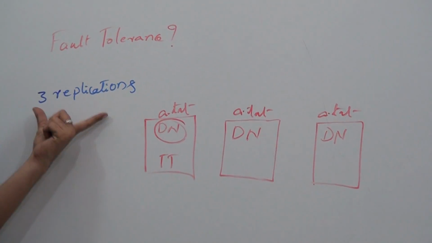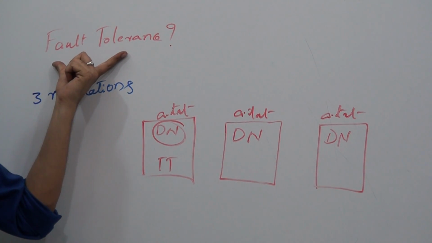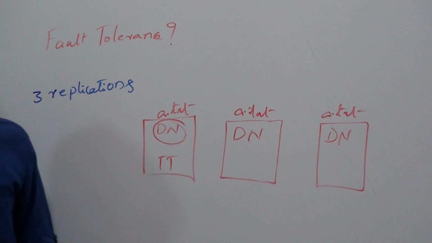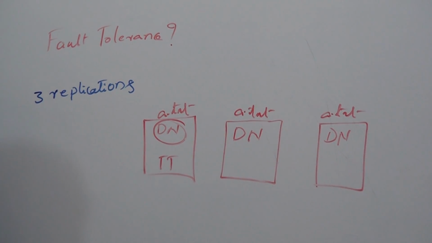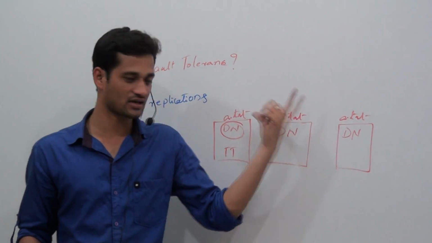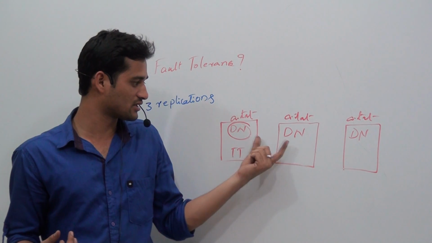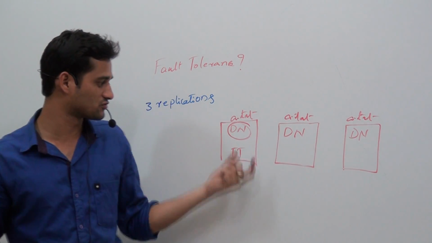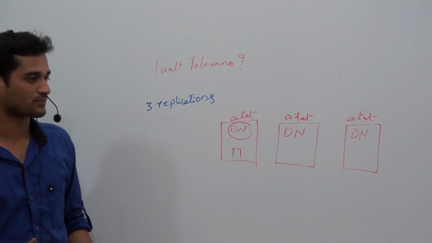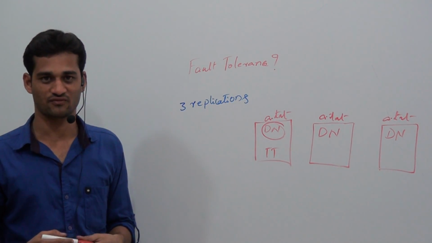So fault tolerance has been given by HDFS to overcome the data loss problem in your local data nodes. Even though one data node is lost, two more data nodes are still alive, and they can take care of and be given the same job which we are running in data node 1. So this is fault tolerance in your HDFS.